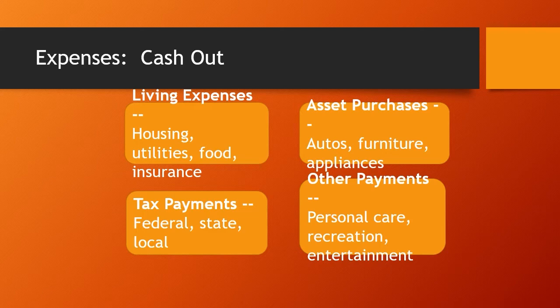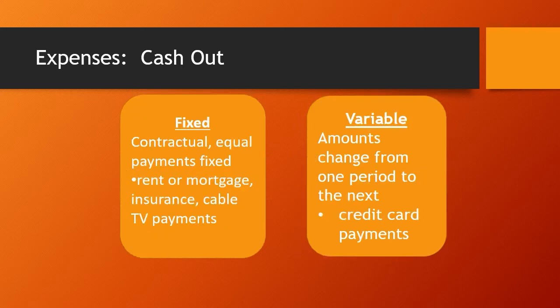And there's different ways to categorize them, like this: living expenses, tax payments, asset purchases, other payments. I don't find that super useful, but it could be useful for you. It's whatever's useful for you. Moving on. Another way to categorize expenses is as fixed or variable, and you could keep those same categories on the previous slide and then put just a little F or a little V by it, for fixed or variable.